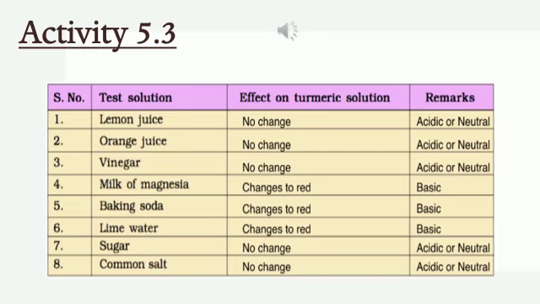Okay, for example, lemon juice. So there is no effect if we put this lemon juice in turmeric solution. That means lemon juice is acidic. We know that the acid present in lemon juice is citric acid. What about orange juice? Citric acid is present in orange as well. Okay, so when it is allowed to react with turmeric solution, it doesn't react. That means it is acidic in nature. What about vinegar? Vinegar also doesn't show any sort of reaction in turmeric solution. That means it is acidic.